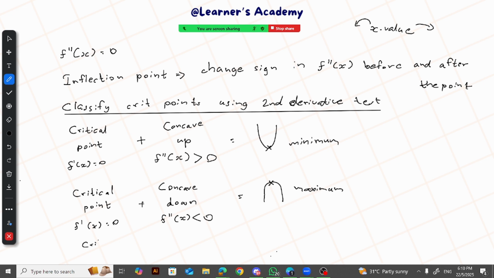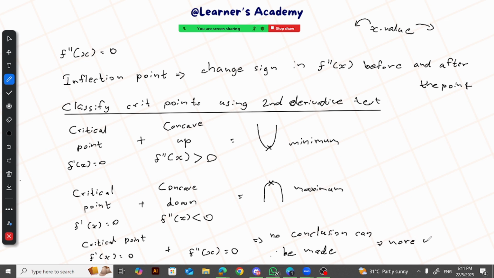So if we have a critical point from f prime of x equal to 0, we find the second derivative of f of x, and then we get equal to 0, it means that no conclusion can be made. It needs more work. Why? Because if the second derivative, using the critical number that we got from the first derivative, still equals 0, it can be an inflection point.